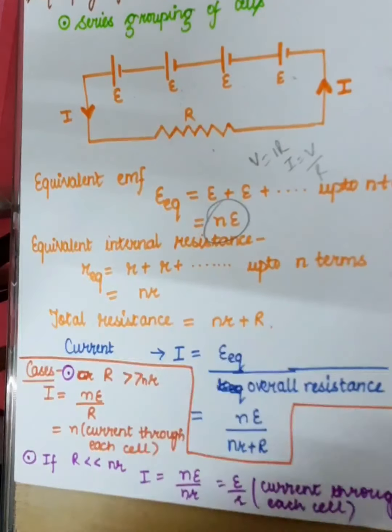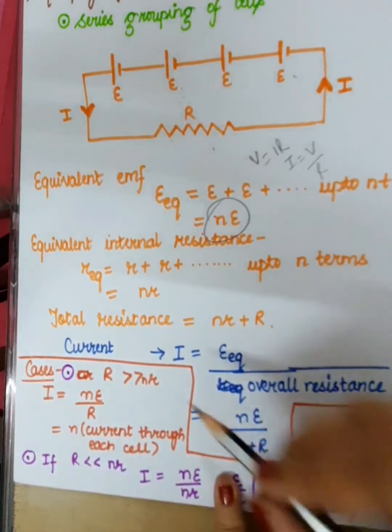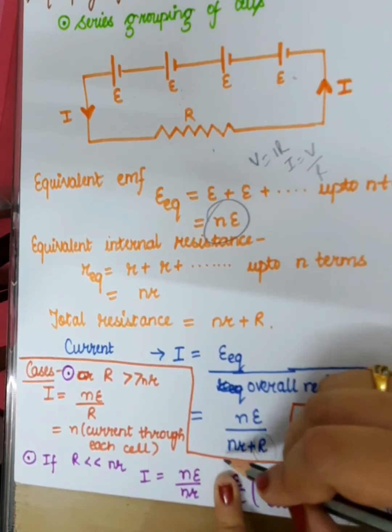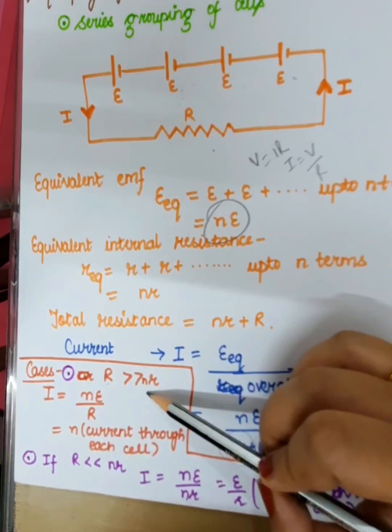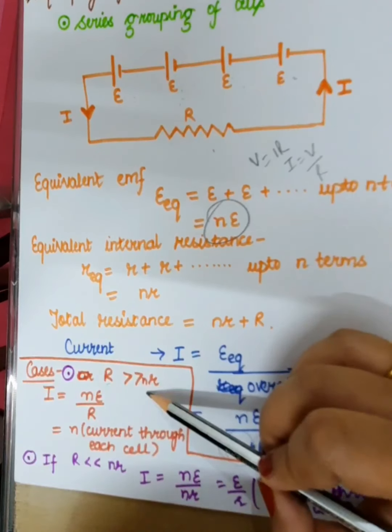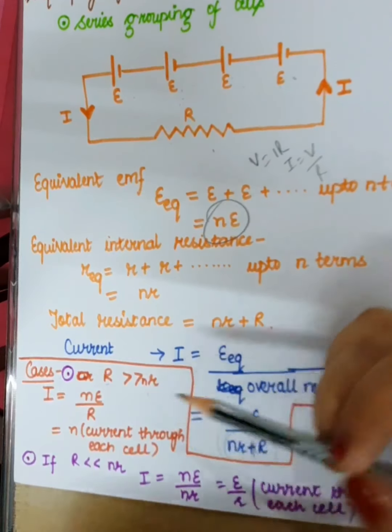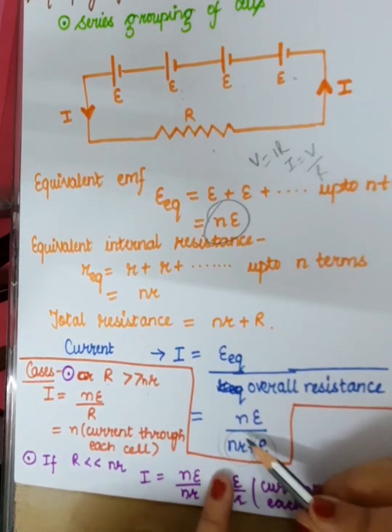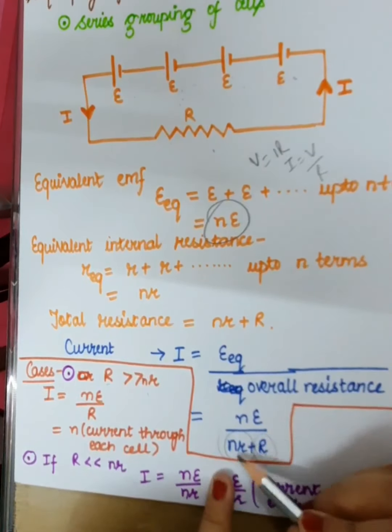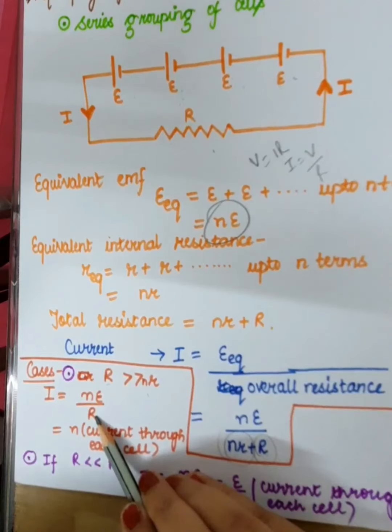Now there are two cases which arise over here. Case number one, when this external resistance is much greater than nr, that is, much greater than all the internal resistances of all the cells taken together. Then nr can be neglected in comparison to R, and the current flowing will be equal to nE upon capital R. So this is equal to n times the current flowing through each cell.